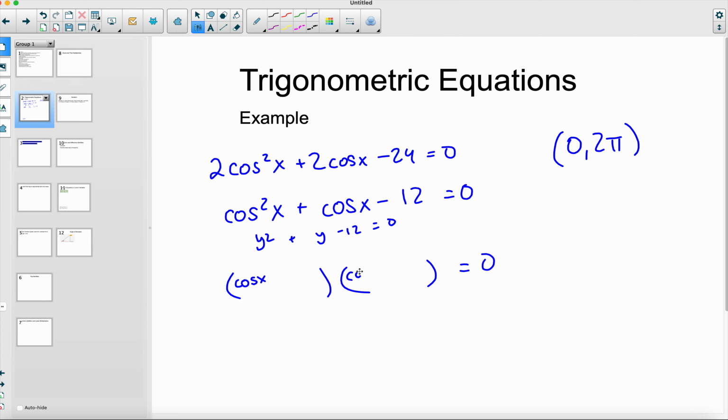This one factors, which is nice. Two numbers that multiply to give me negative 12, but add to give me 1. That's a 4 and a 3. A plus and a minus, right? So if I were to multiply this out, I would get the same thing I have here. So that's how I know that I factored it correctly.